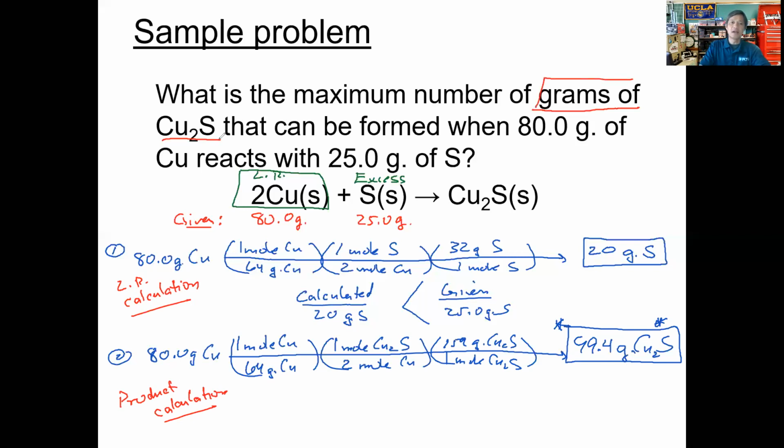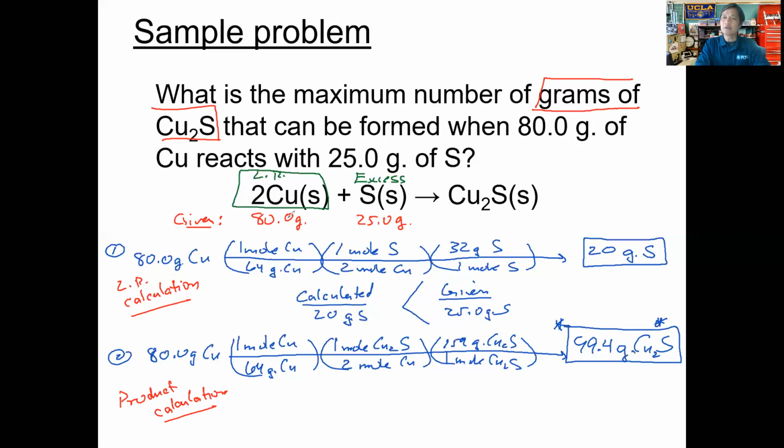The question is asking you just how many grams of product will form. So you have to determine the limiting reagent first. And this is especially true when you're given the amounts of both reactants. Now, we can skip the very first calculation, that limiting reagent calculation, if the problem tells us which one is the limiting reagent, or tells us if one of those two is the excess reagent.